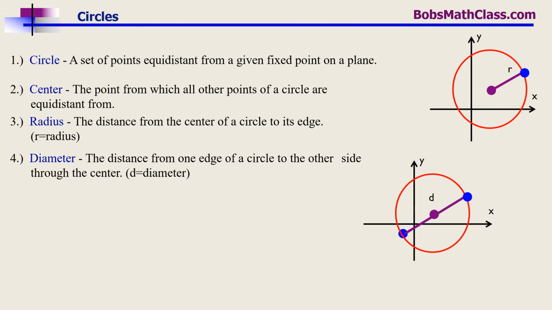Radius is the distance from the center of the circle to its edge. And the diameter is the distance from one edge of a circle to the other side through the center. Okay, so we use R for radius and D for diameter.